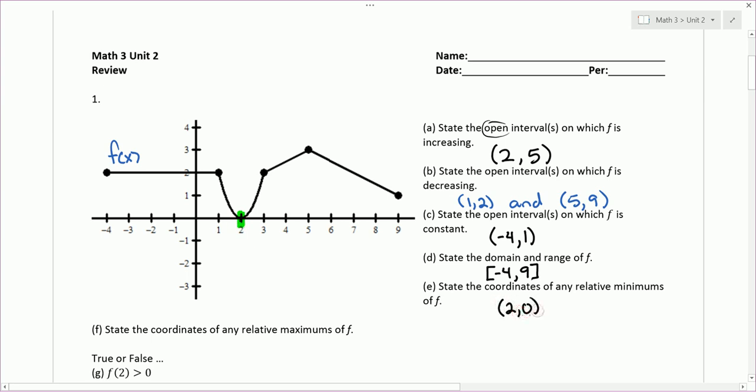Okay, notice this is a coordinate, it's not an interval. It looks similar to interval notation, but it's not. It's a point. The point when x is 2 and y is 0.